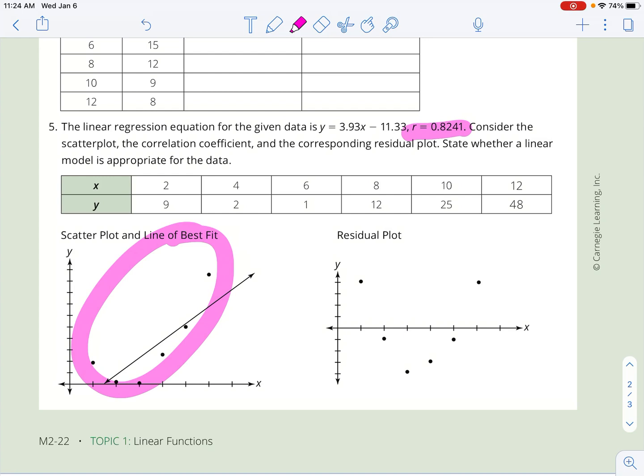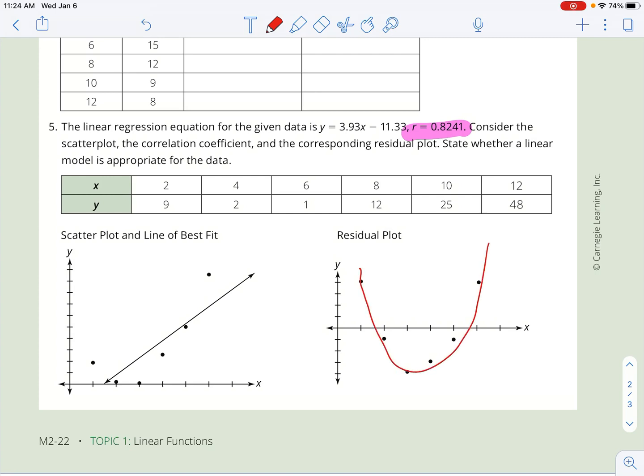And as I look at those, the correlation coefficient is not too bad, pretty close to 1, so that's pretty strong. And the scatter plot in line of best fit, I can definitely see a line happening here. I mean, I do have a couple kind of odd characters, but I can definitely see that linear trend. But then when I look at the residual plot, the residual plot's then tell me not so much because I'm seeing this U-shaped pattern, that curve, and because of that, I'm going to say no.